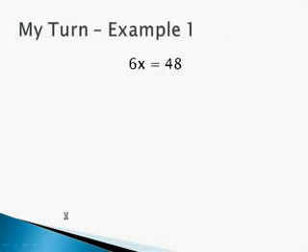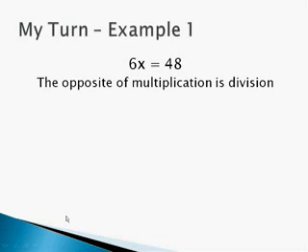First example, 6x equals 48. 6 is multiplying x, so the opposite of multiplication is division. So we must divide both sides by 6. We simplify, x equals 8.